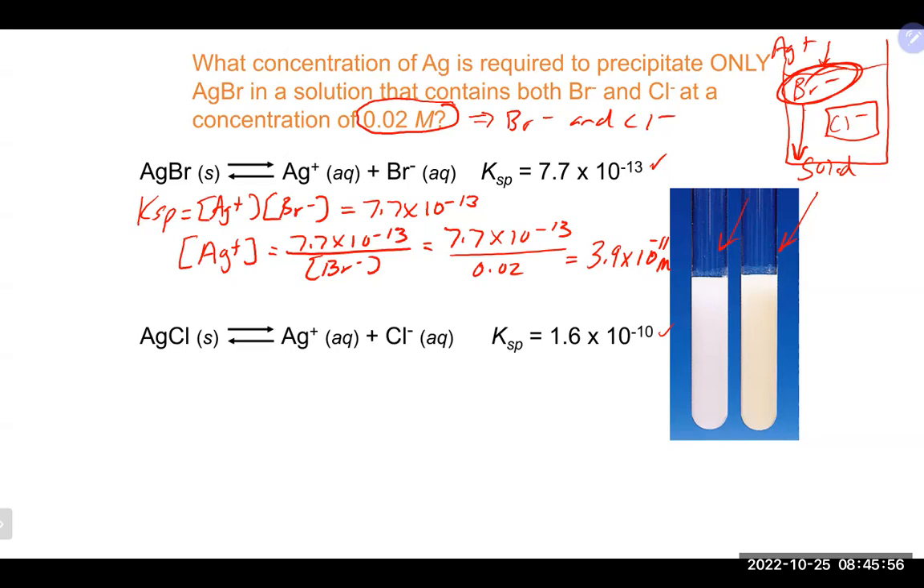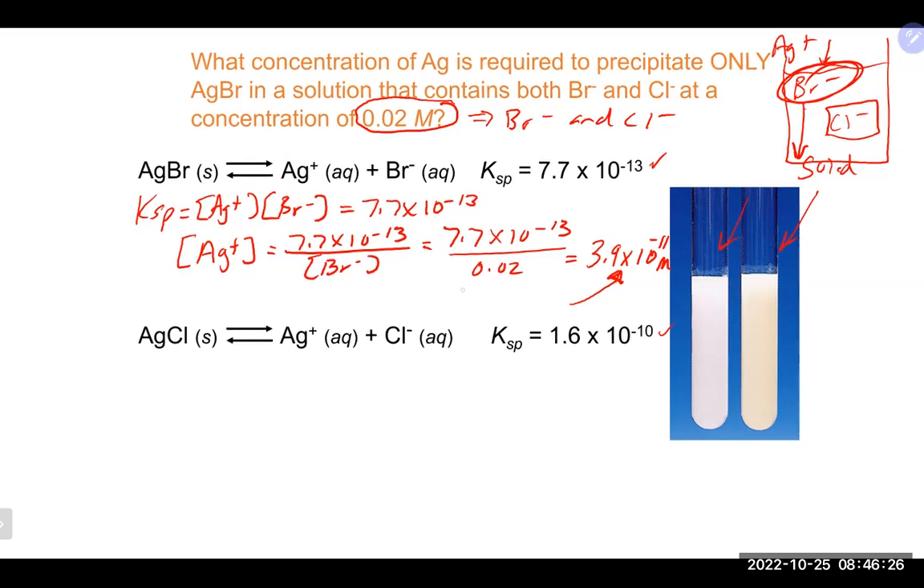So what does that number represent? That is the silver concentration at which, when I get to that number, we will actually start to see the precipitate start to form. So that is the minimum concentration of silver that you need to actually start to see silver bromide come out of solution. So that number is the minimum.